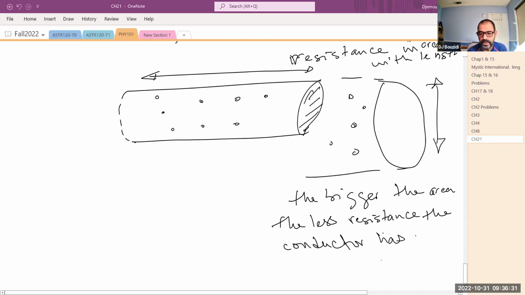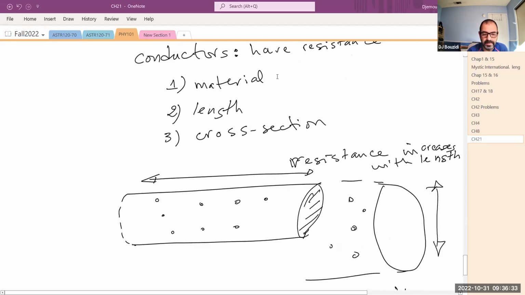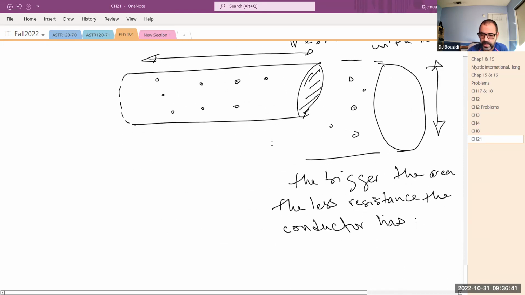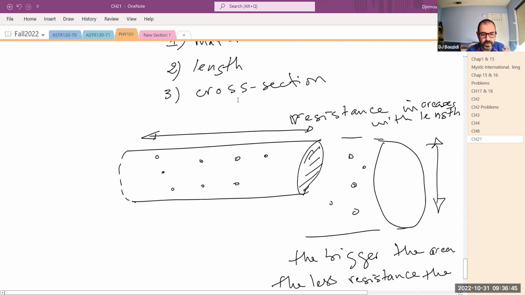So those are the main things. The first one is the type of material. The second is the length. The longer the wire, the more resistance. Finally, the cross-section. The wider the wire, the less resistance, not the longer. So the first one is the longer the wire, the more resistance.